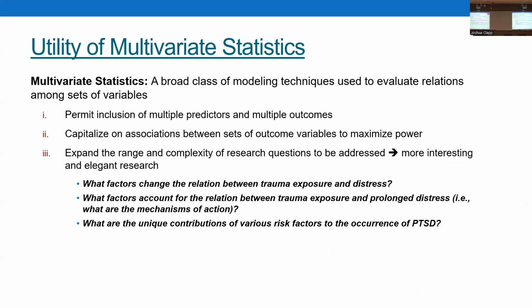And here, the last one: what are the unique contributions of various risk factors to the occurrence of PTSD? Like, what things result in the development of PTSD? Is it probably one thing? Probably two things? Probably lots and lots of things, right? What factors relate to eating pathology or substance use, or what are the things that impact functioning in autistic individuals, right? Like, I don't know, it's lots of stuff.